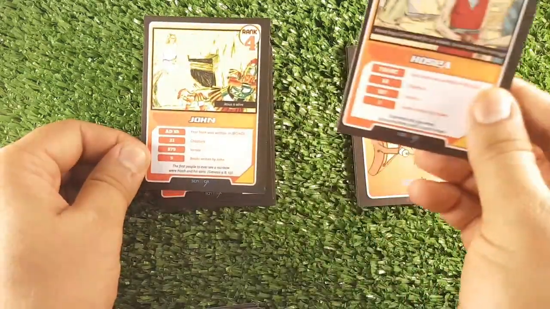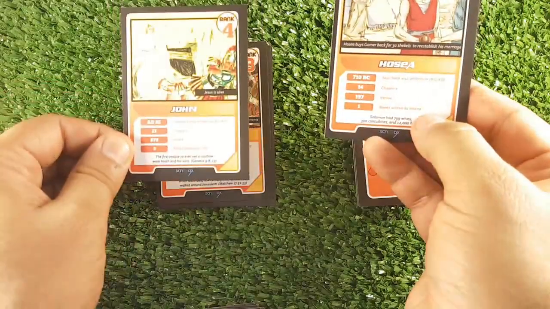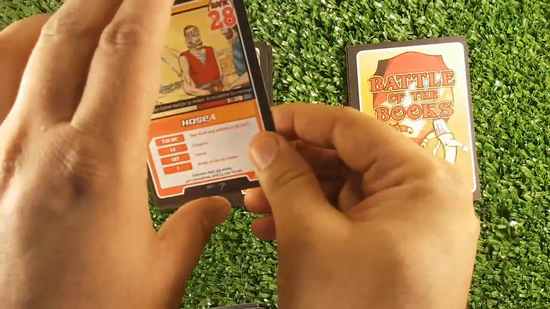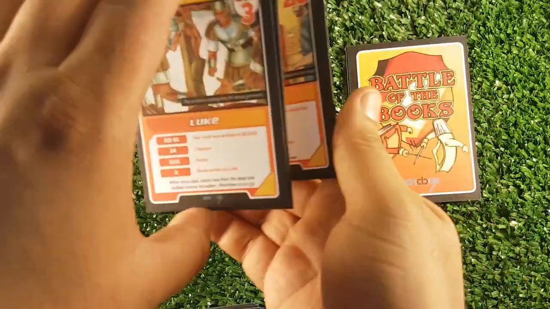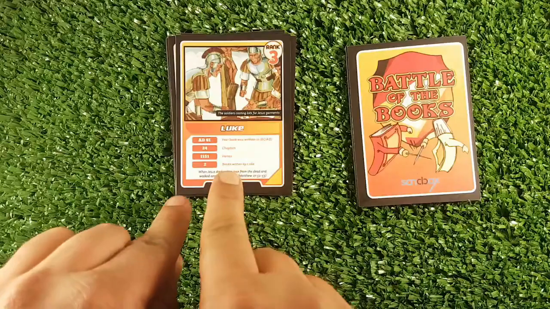Player A also sees one book written by the author. So it's player B who wins. So player B gets a card. Once he gets a card, he needs to put it together this way and put it at the end of his deck.